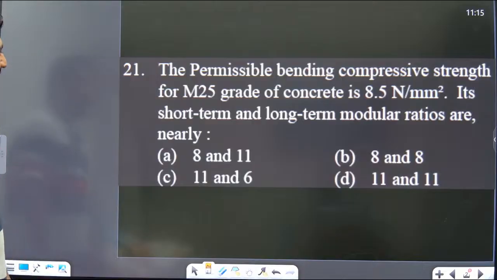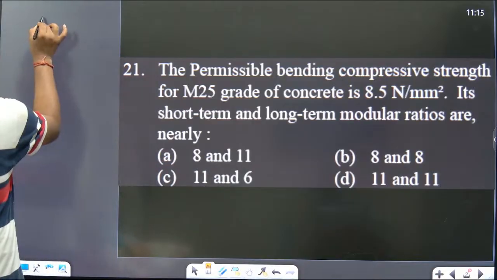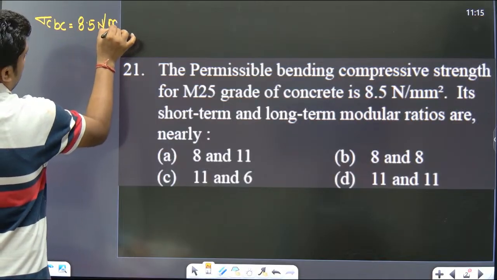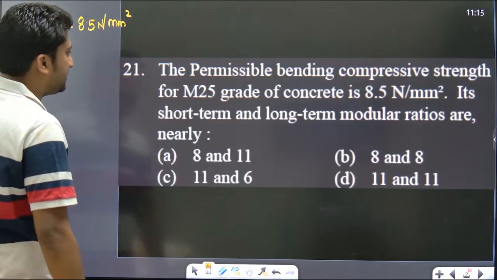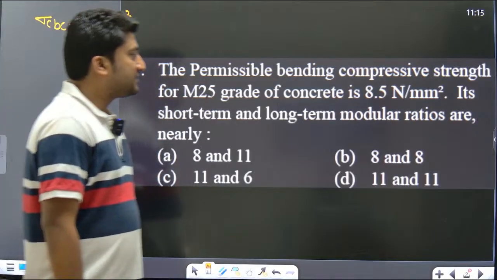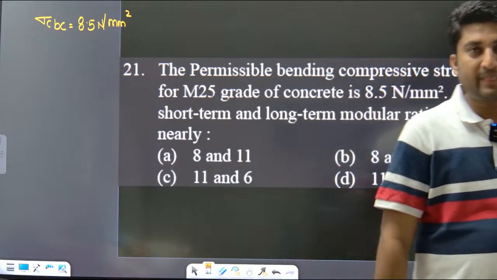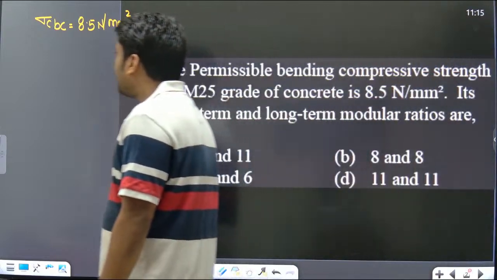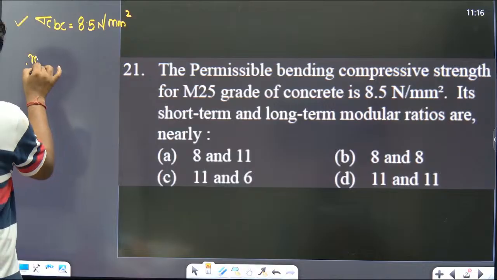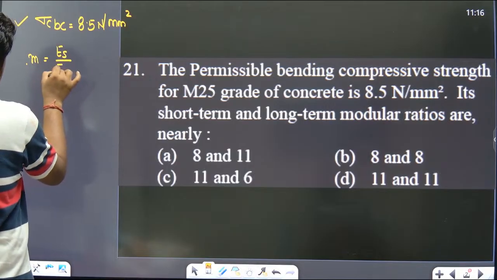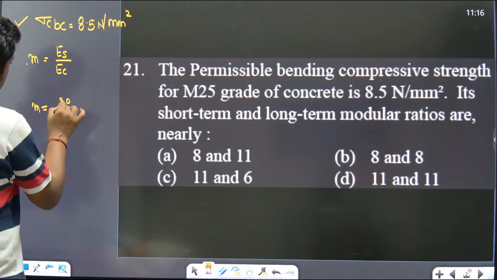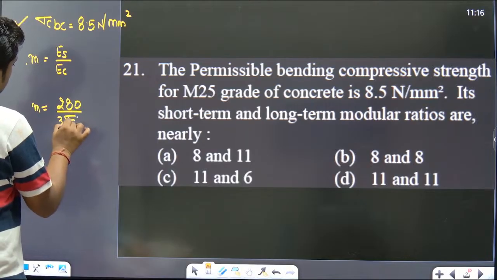Now, the permissible bending compressive strength of M25 grade of concrete is given in the question as sigma CBC is 8.5 Newton per mm square. Its short term and long term modulus ratio is nearly what? Modular ratio is defined as Young's modulus of steel upon Young's modulus of concrete. For long term, it is nothing but 280 by 3 sigma CBC.